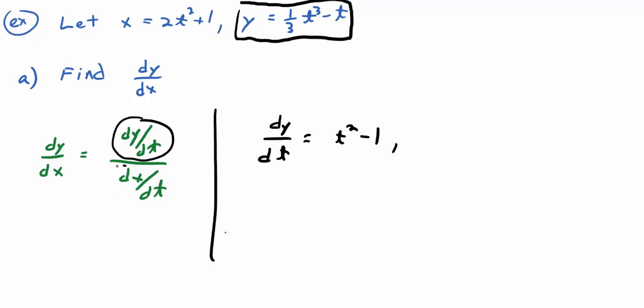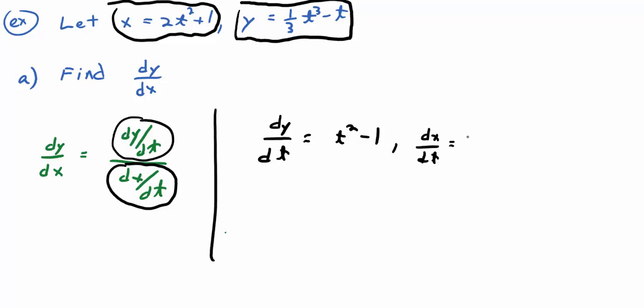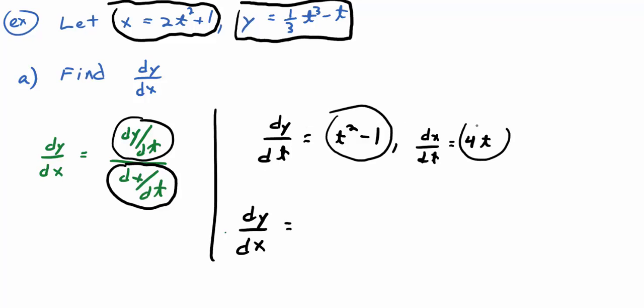And then we've got to do the bottom one, dx/dt. x is 2t squared plus 1. What's the derivative? 4t. So what is dy/dx then in terms of t? It's important to remember it's in terms of t. Well, that's why I found dy/dt first. You remember to take the ratio, this guy on top, this guy on the bottom, and that's it. So t squared minus 1 over 4t.